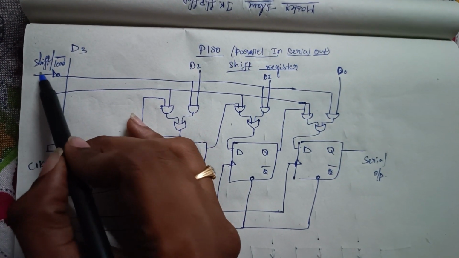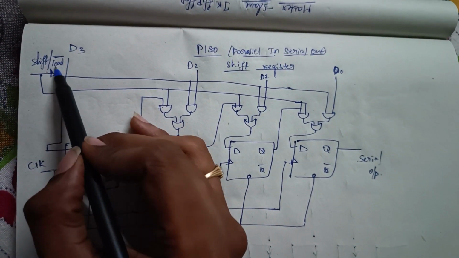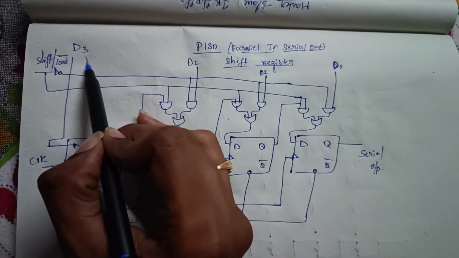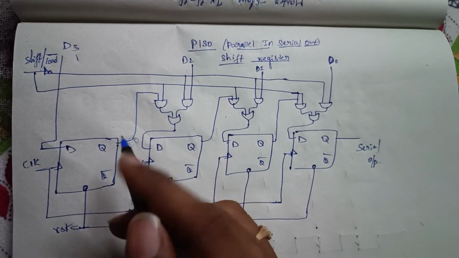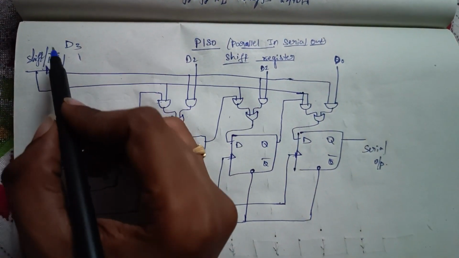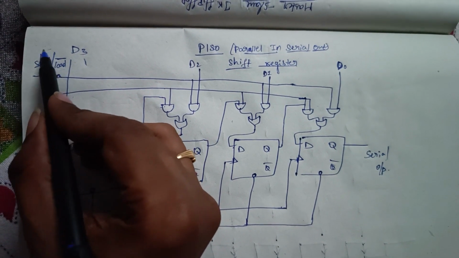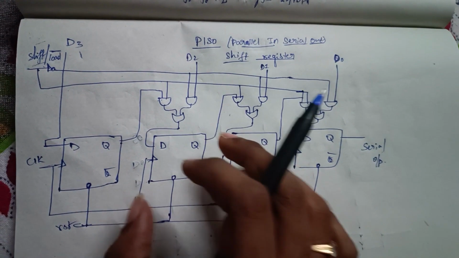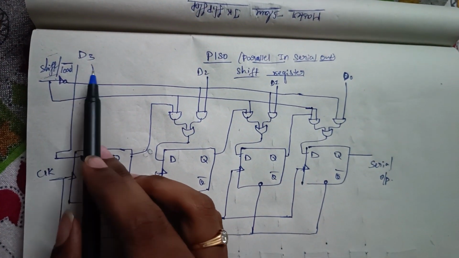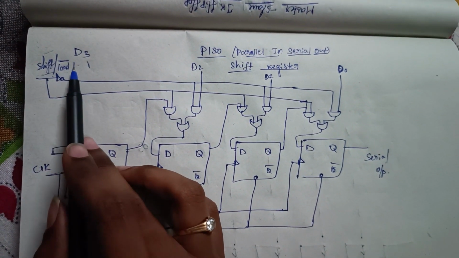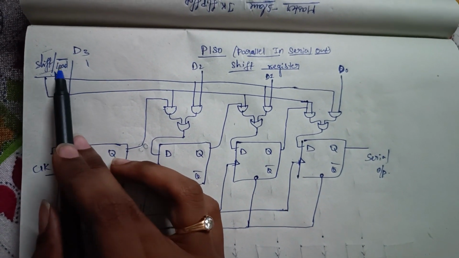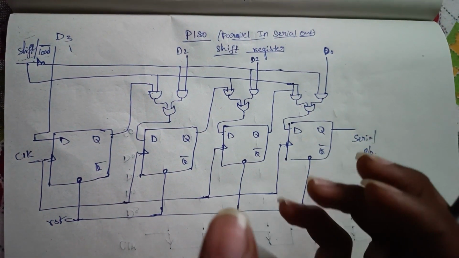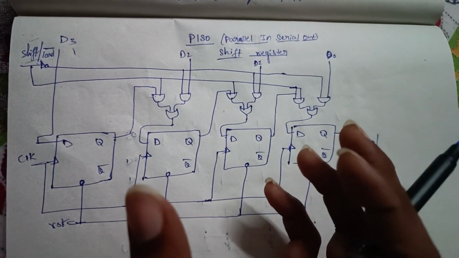Here we have a signal called shift or load bar. If load is high, that means 1, the shift will be active and the load will be disabled. So the circuit will shift its stored bits to the output. And if load is equal to 0, then, since load is an active low signal, when the load is 0 the circuit will start taking the inputs from the parallel inputs.